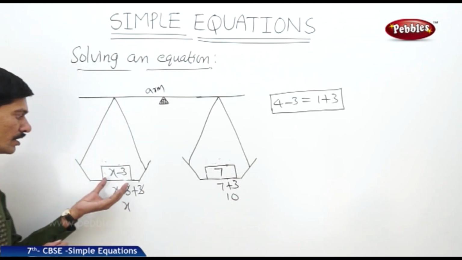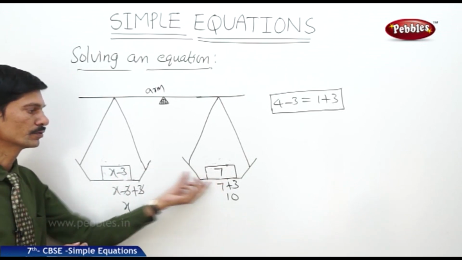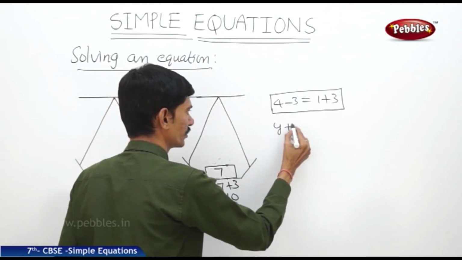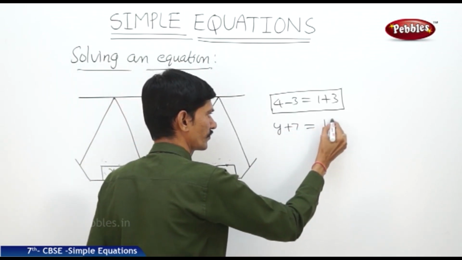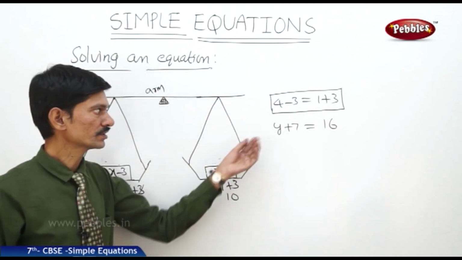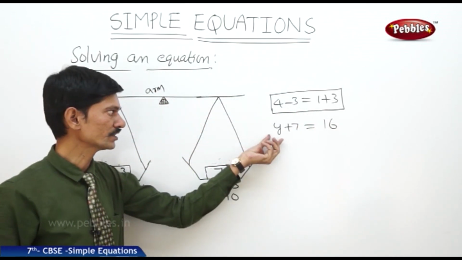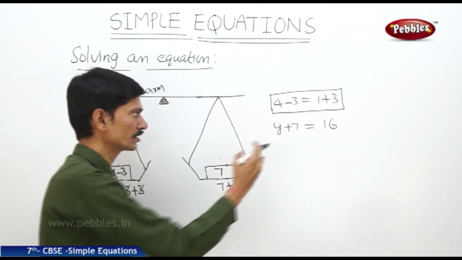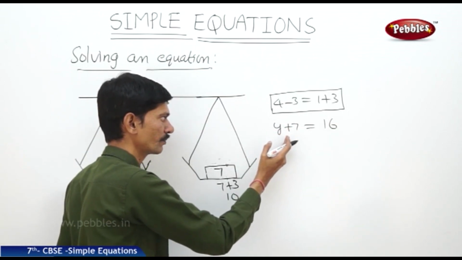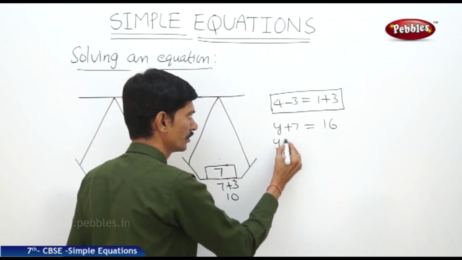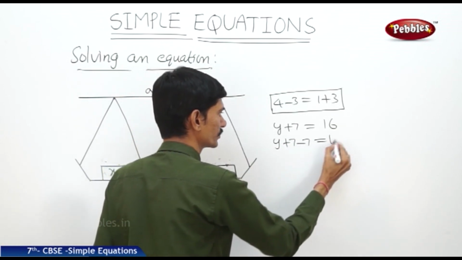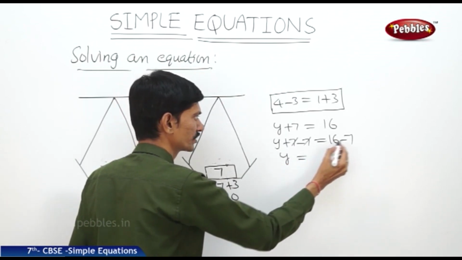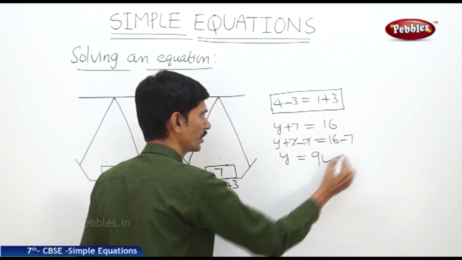So x value is 10. Here we have added the same number on the two sides. Now for example, take y plus 7 equals 16. How should y be separated? By subtracting 7 from both sides, y is separated in the LHS. Then we get y plus 7 minus 7 equals 16 minus 7. Plus 7 minus 7 cancel, y equals 16 minus 7, that is 9. So the y value is 9.